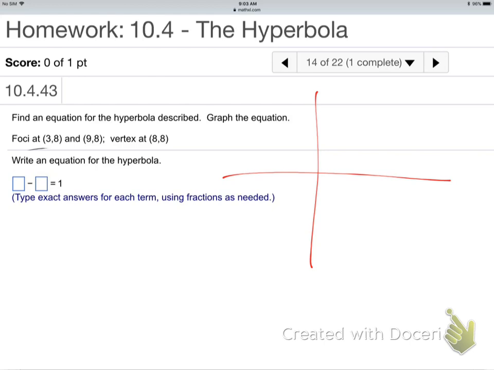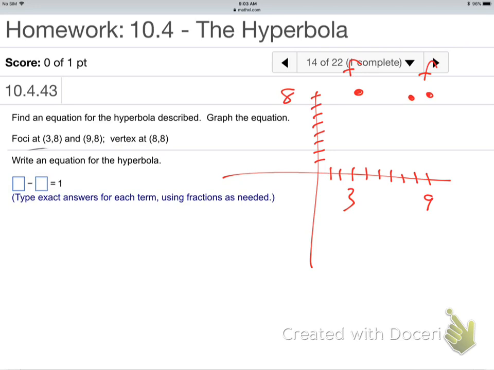So over 3, up 8. 1, 2, 3. 1, 2, 3, 4, 5, 6, 7, 8. So I'll put one of the focus points. And over 9, 4, 5, 6, 7, 8, 9, up 8. Another focus. Over 3, over 9, both up 8. And the vertex is 8, 8.